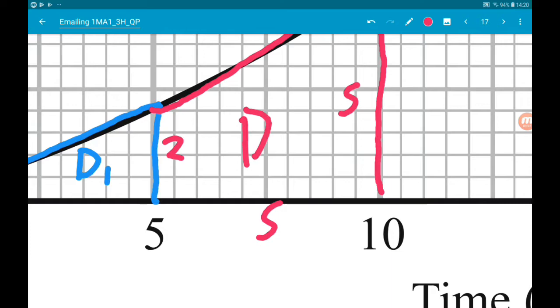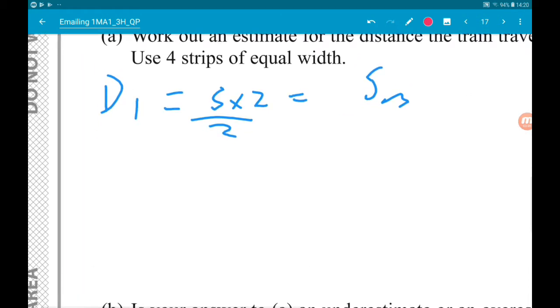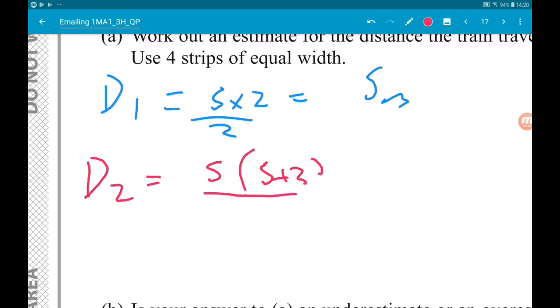Let's call it D2. So D2 is 5 times 5 add 2 all over 2. So that's 5 times 7, 35, divided by 2, that's 17.5.